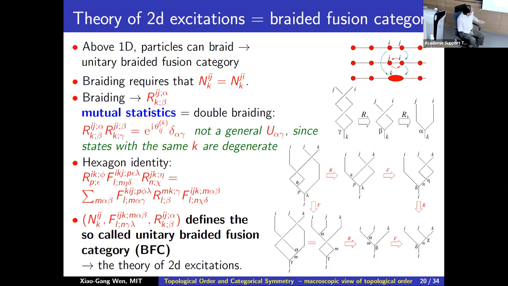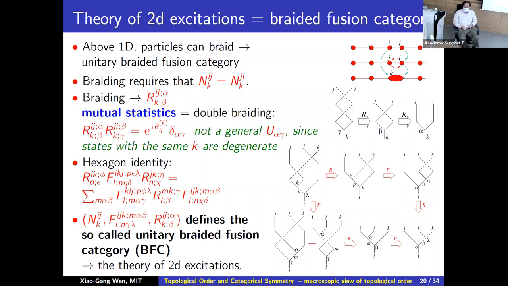Okay, then we include the braiding. Then these are three tensors. Now we have the R tensor, or this theta_ijk, which defines the so-called unitary braided fusion category. And it is a theory for two-dimensional excitations. Yeah, so it's very similar. Then in three dimensions, you can do a similar thing. But in three dimensions, there's more. You may have a string excitation.